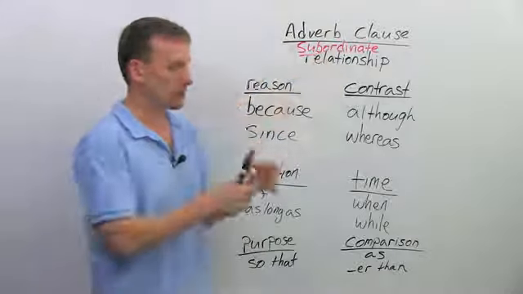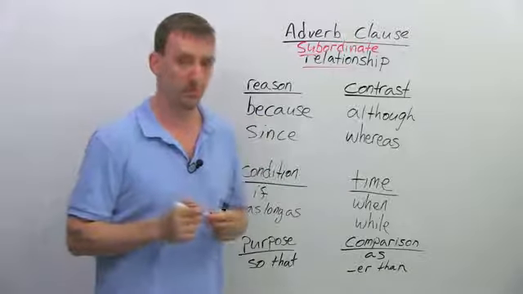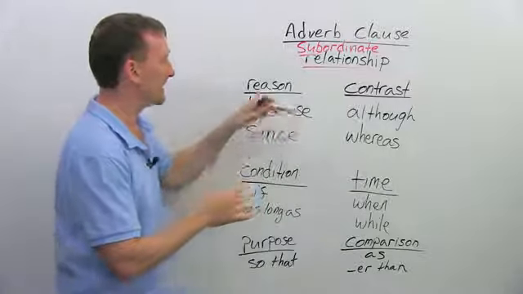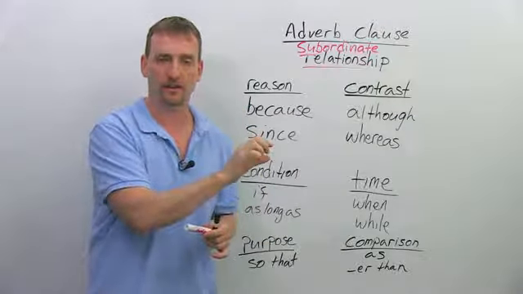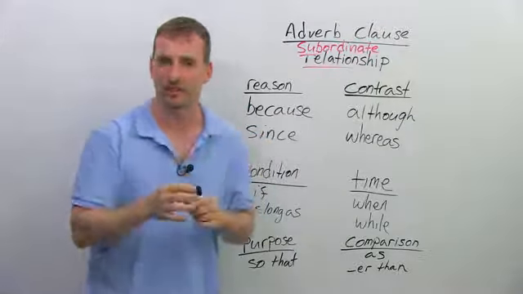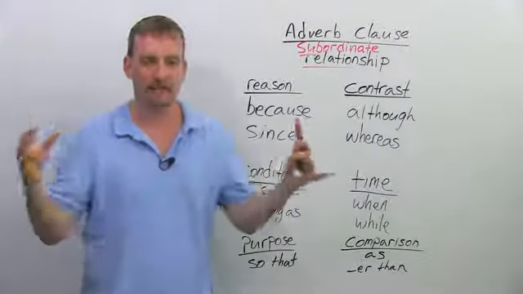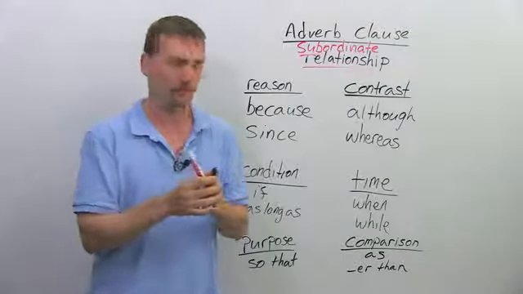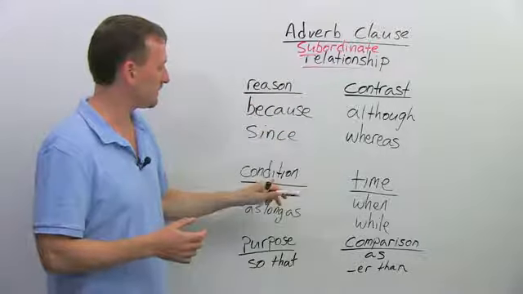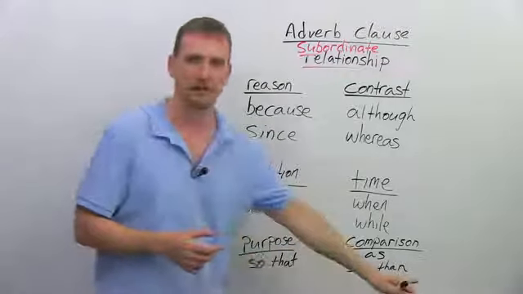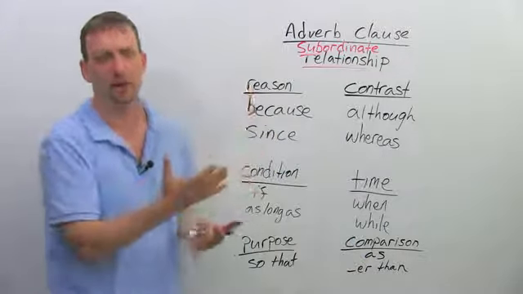The adverb clause shows a relationship, and that's very, very important to remember, because the subordinate conjunctions, the words that join the clause to the independent clause, have a very specific function. The two clauses, the independent clause and the subordinate clause, have a very distinct relationship. Okay? So here are some of those relationships: reason, contrast, condition, time, purpose, and comparison. There are others, but we're going to focus on these because these are the more common ones.